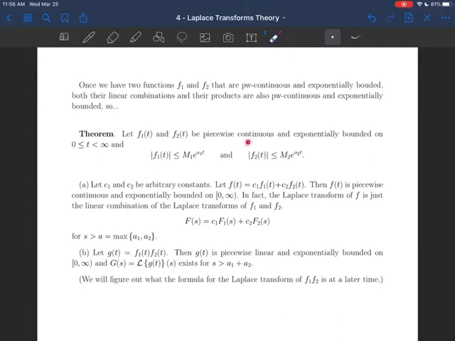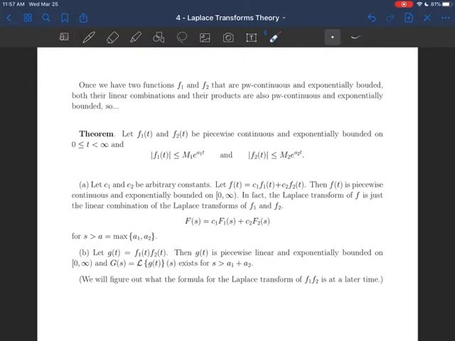So that leads us to a theorem that says, if those things are true, which is encapsulated here, if f1 and f2 are piecewise continuous and exponentially bounded on the infinite interval, then, so those are their exponential bounds, then if we take any linear combination of them, so f of t equals c1 f1 plus c2 f2, then this new function is also piecewise continuous and exponentially bounded, and the Laplace transform is just the linear combination of those things. Basically, the Laplace transform is a linear operator on the function space.